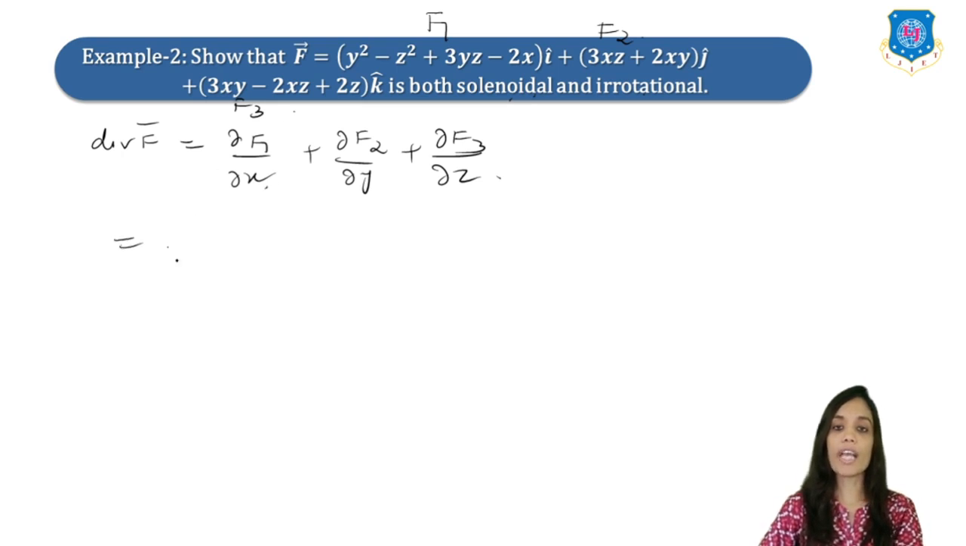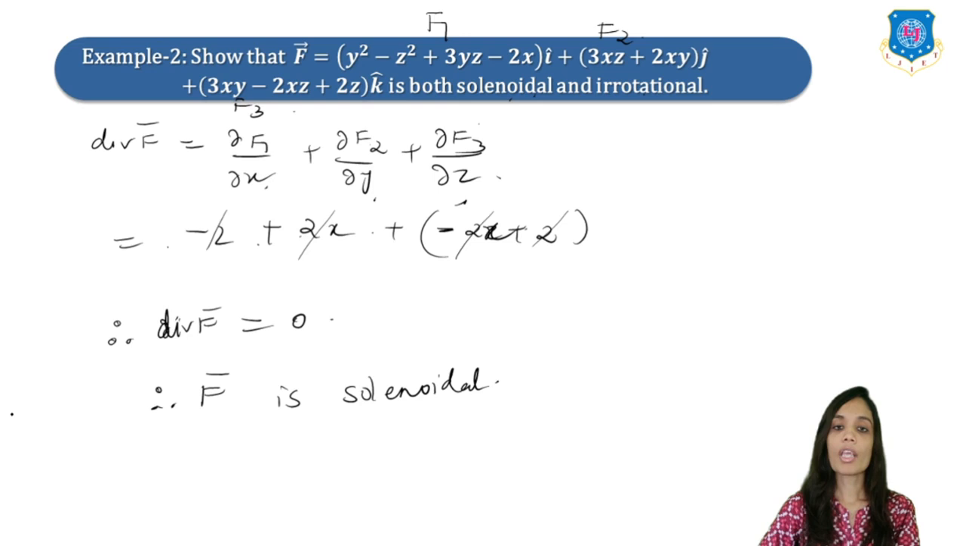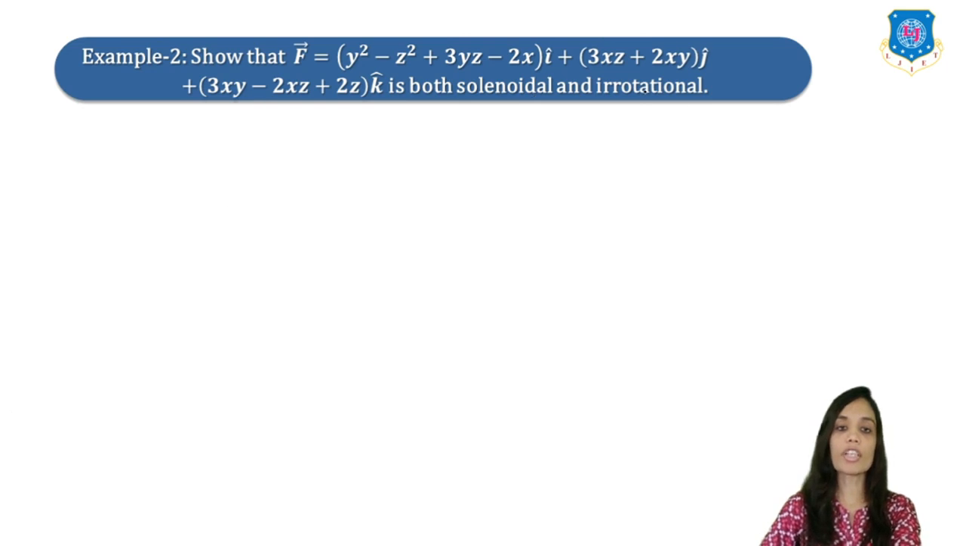So del f1 upon del x will be equals to minus 2, right? Plus del f2 upon del y. From here just do the derivative with respect to y. So it will be plus 2x. And lastly del f3 upon del z will be equals to minus 2x plus 2. Okay, now you can see these two get cancelled out and also these two get cancelled out. So final answer of divergence of f bar is equals to 0. Therefore our vector field f bar is what? Solenoidal.